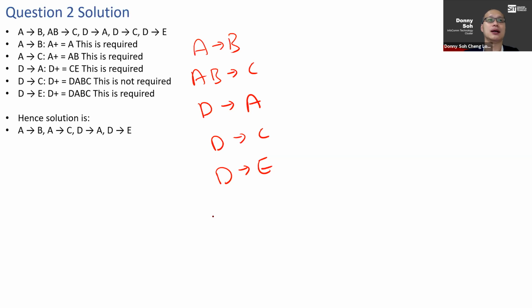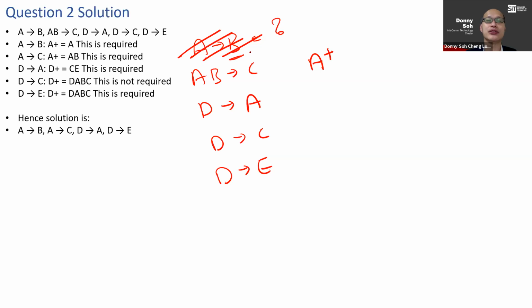In step three, what we do is the following. Say we want to check if this FD is redundant. We first assume that we don't have this FD, then we take the left hand side and find its closure. We check whether, from the other remaining FDs, the closure contains my right hand side. If it does, that means I don't need this functional dependency at all.